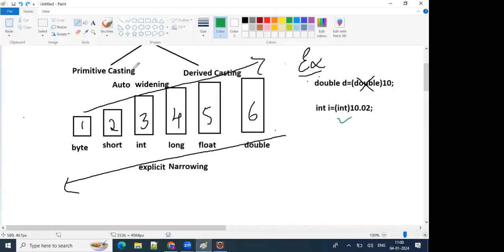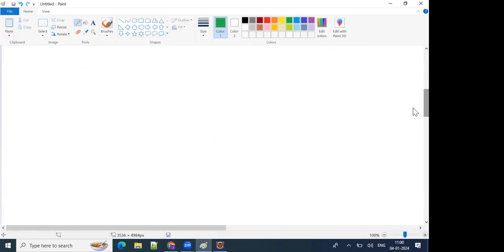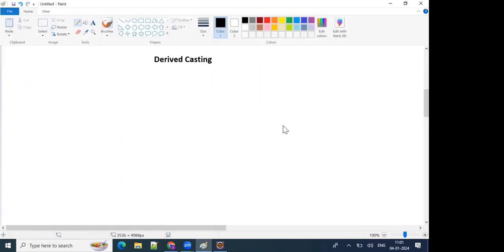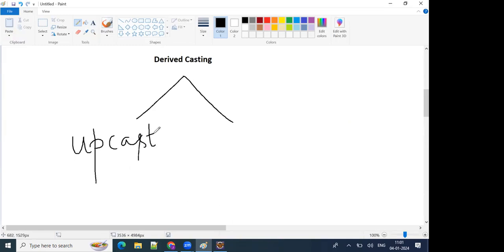So this is about primitive casting. Primitive casting is a process of converting one primitive type to another primitive type. Next comes derived casting. So guys, derived casting is of two types. One is upcasting, the second one is downcasting.